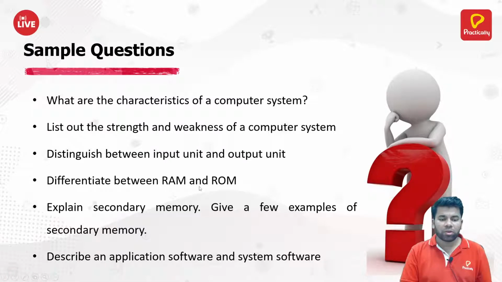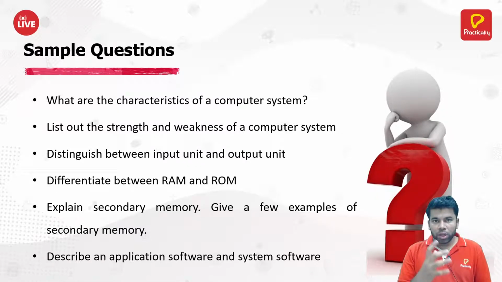And the last question is, describe application software and system software. Means you can mention the differences between these two. First of all, system software. What is system software? System software is also a set of instructions only, but it is developed to work closely with the hardware part of the computer system. System software is very necessary to run a computer system. Without system software, we cannot run a computer system.